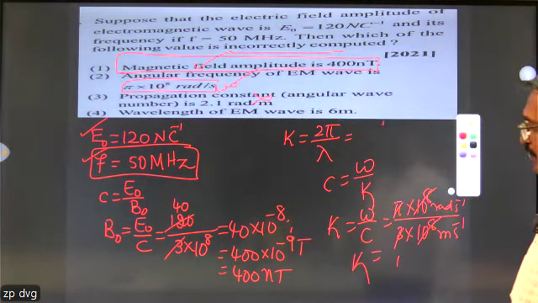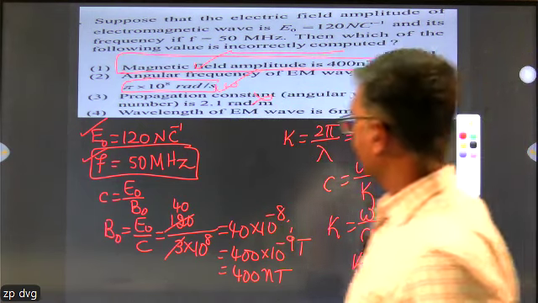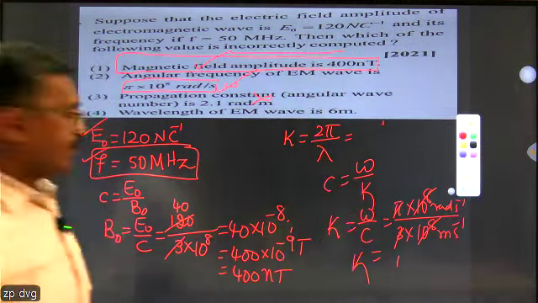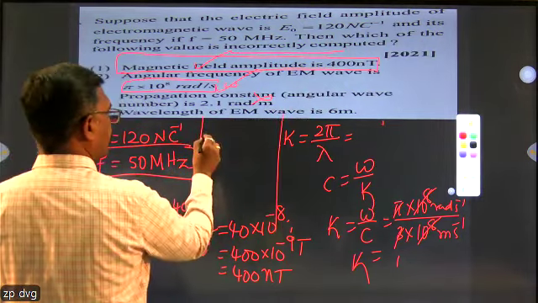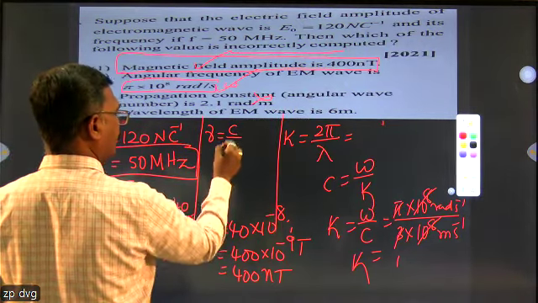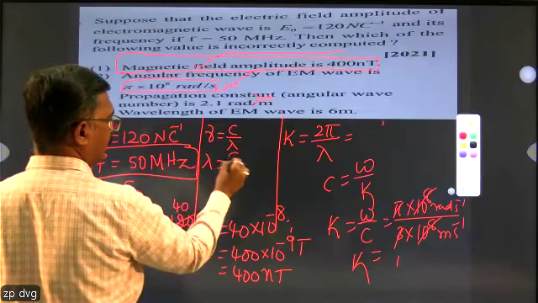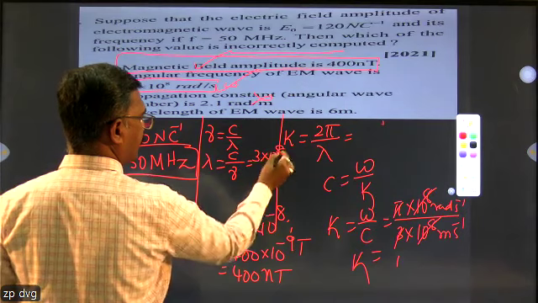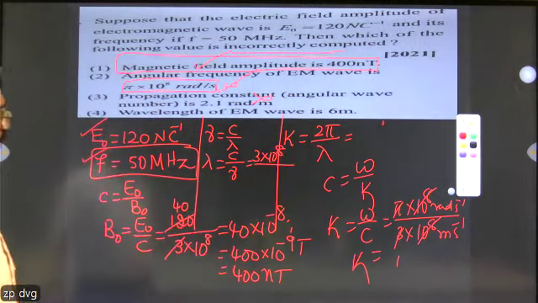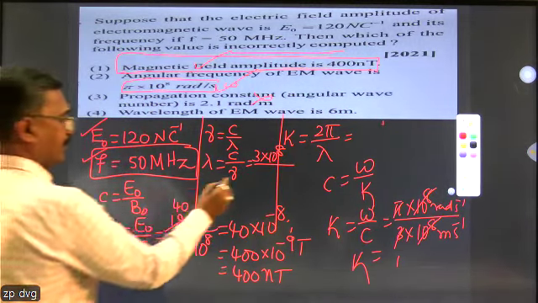Next, the wavelength of the electromagnetic wave. How to calculate the wavelength of the electromagnetic wave? You can use the formula c is equal to frequency times lambda. So lambda is equal to c by frequency. How much is c? 3 into 10 power of 8. How much is the frequency? 50.